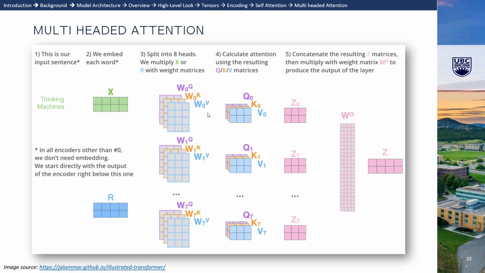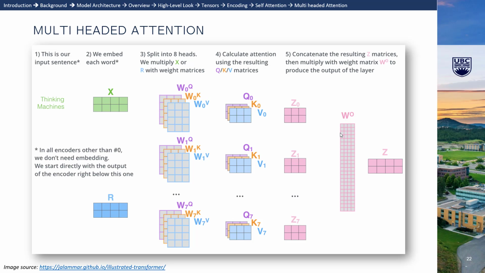Please note that different heads will have different WQ, WK, and WV trained on them, and X needs to be multiplied with each one of them to calculate attention using the resulting Q, K, and V matrices. As a result, we end up with 8 different Z matrices. These Z matrices are the output of different heads.